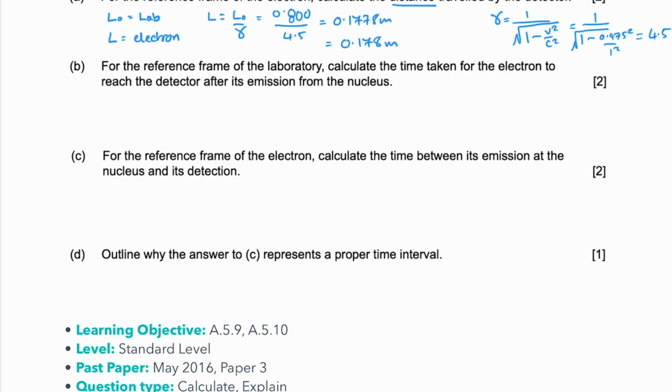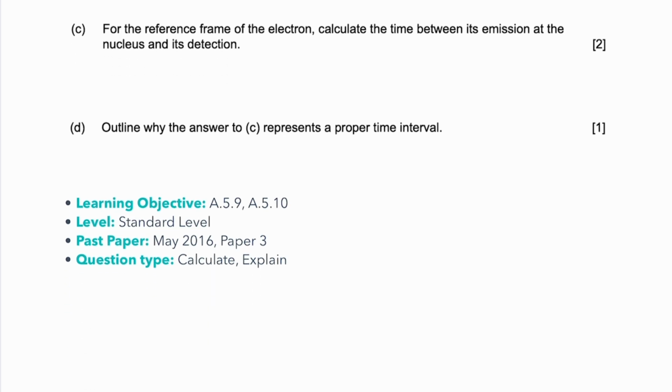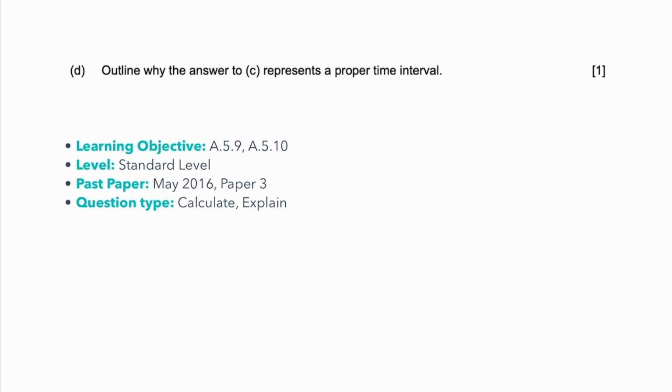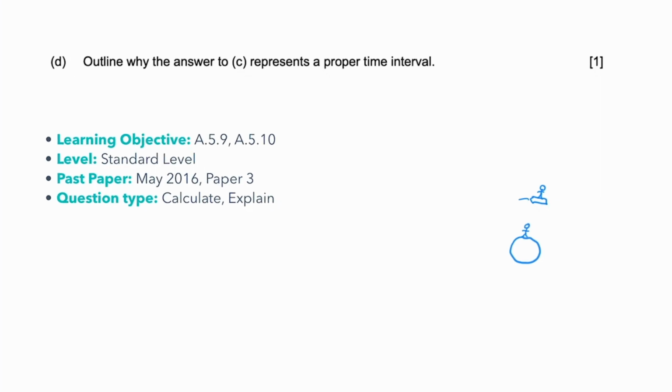B. For the reference frame of the laboratory, calculate the time taken for the electron to reach the detector after its emission from the nucleus. I'm going to do a little aside here, and whenever I'm thinking about time, I always think about the two twins. One twin stays on Earth, and he waves off his twin, and his twin goes at relativistic speeds multiple times around the Earth.